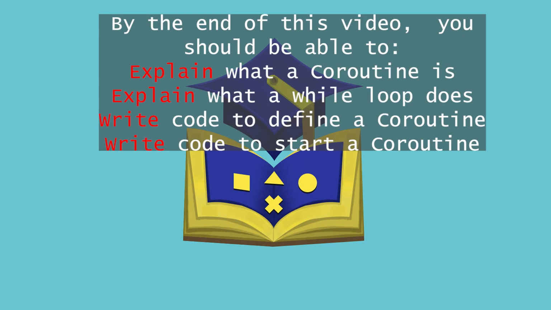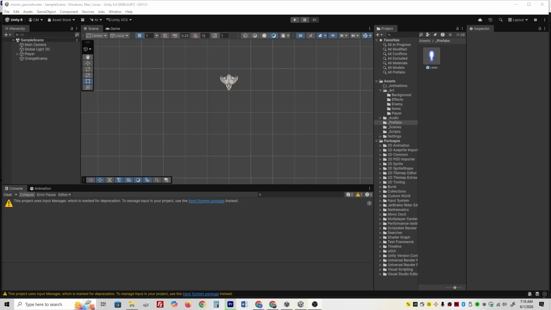By the end of this video, you should be able to explain basically how a coroutine works. You should also be able to start a coroutine, write a coroutine, and briefly discuss what a while loop does. Let's jump right in. Welcome to video 5.